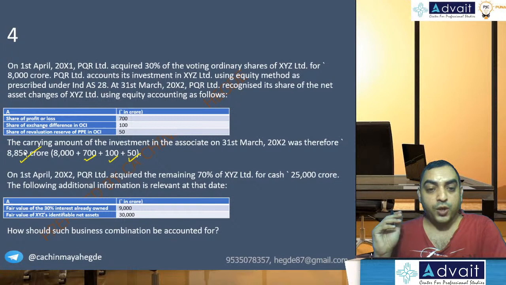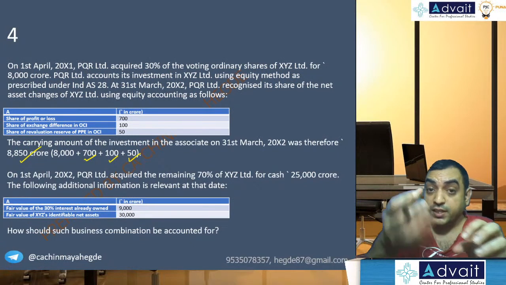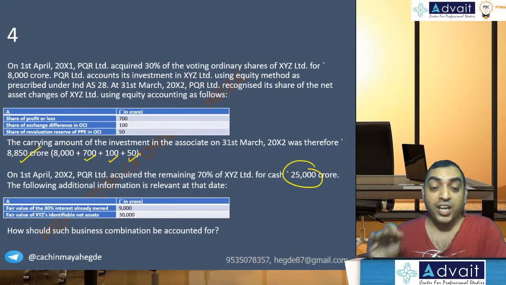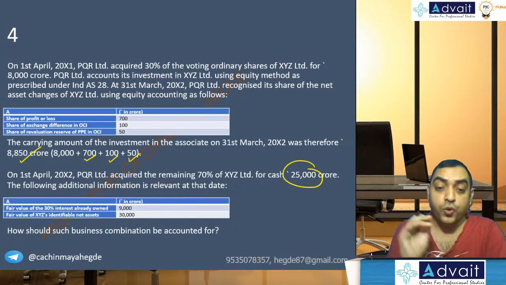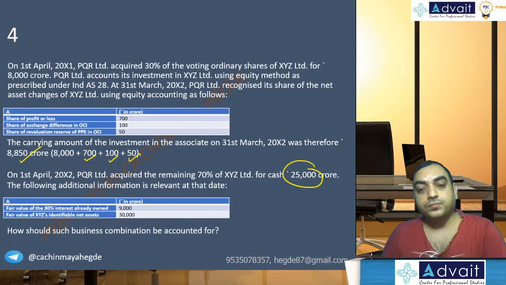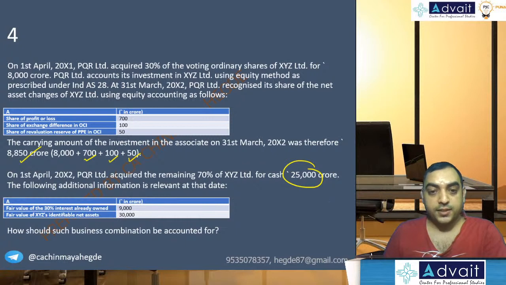On 1st April 2002, PQR Limited acquired the remaining 70% of XYZ Limited. Earlier 30%, now 70%, for 25,000 crores. The following additional information is relevant at the date. Fair value of 30% interest already owned: 9,000. Fair value of net identifiable assets: 30,000. How much goodwill should be accounted for? Please read the problem once more, then we will discuss together.